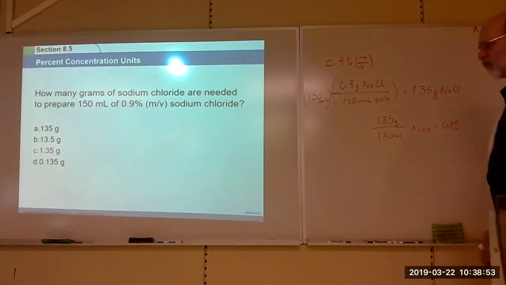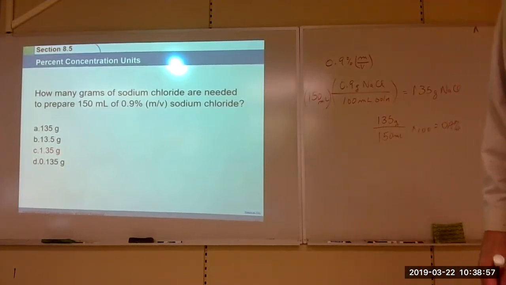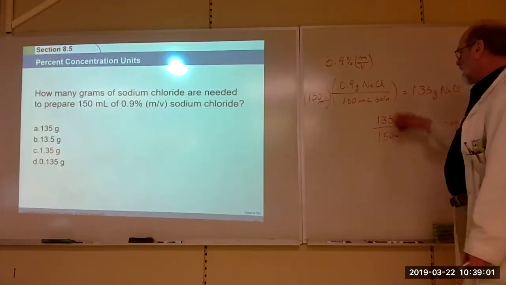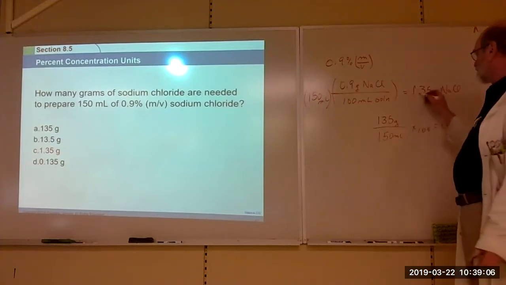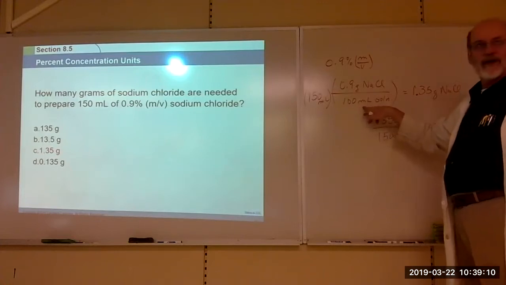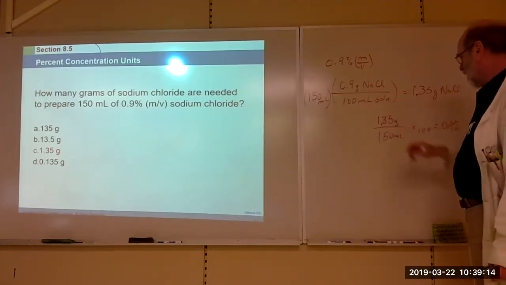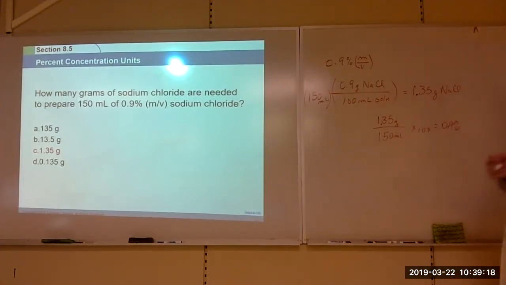Wait a minute, did I say 1.35 grams? Oh. I forgot to divide by 100, didn't I? And you just let me ramble on. Right. I just multiplied these two together. Got divided by 100. So 1.35 grams in 150. Yeah, that makes a whole lot more sense.